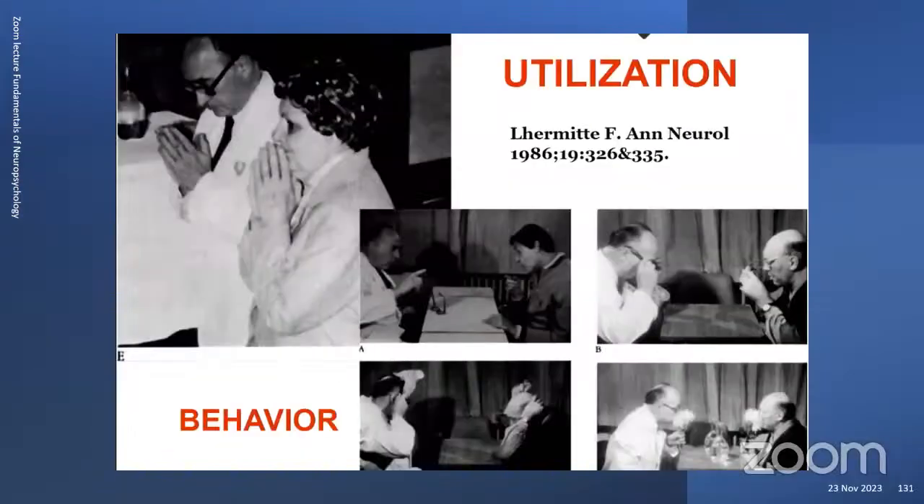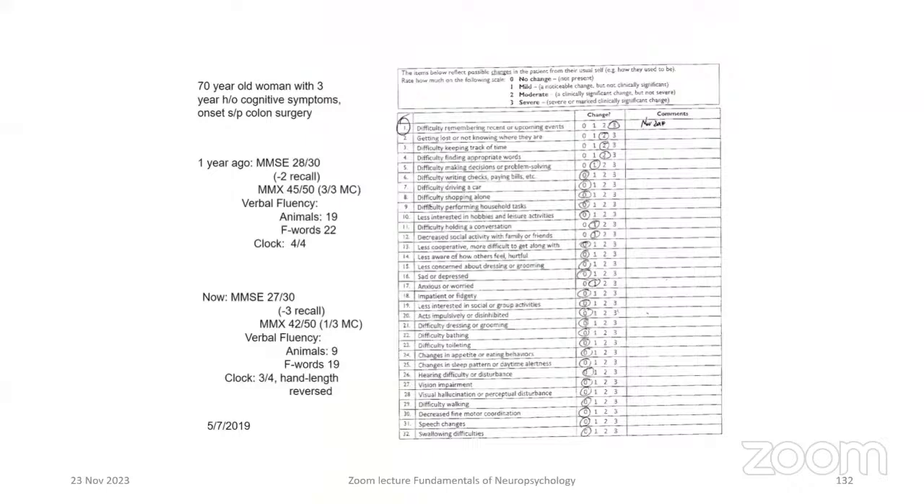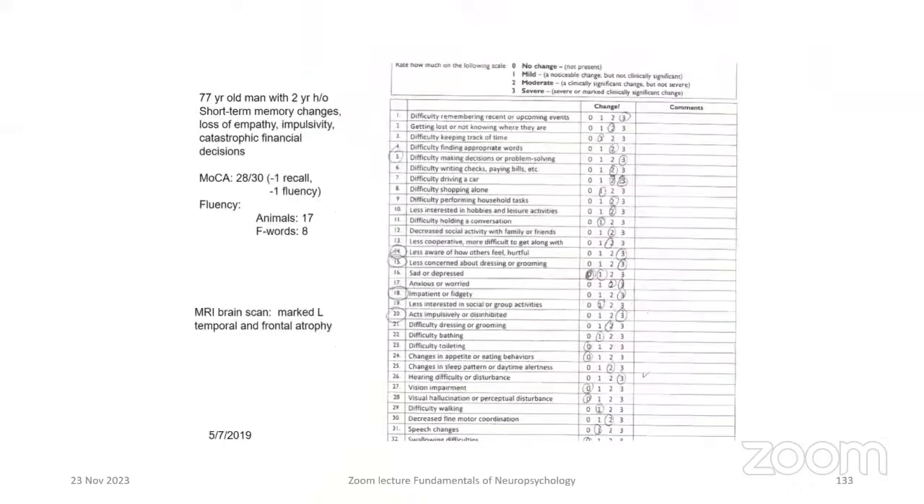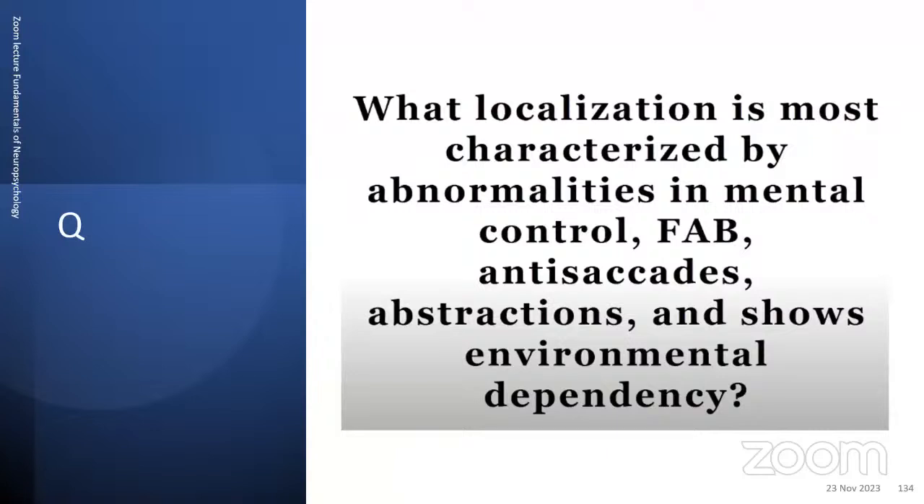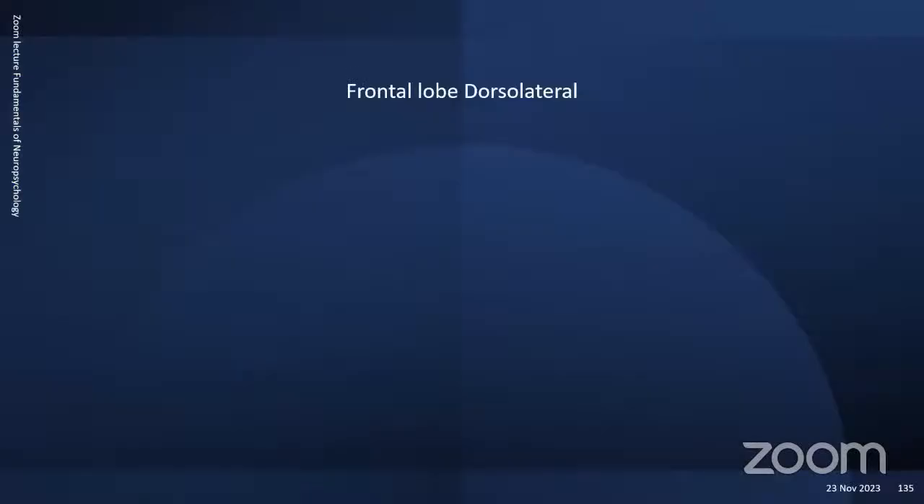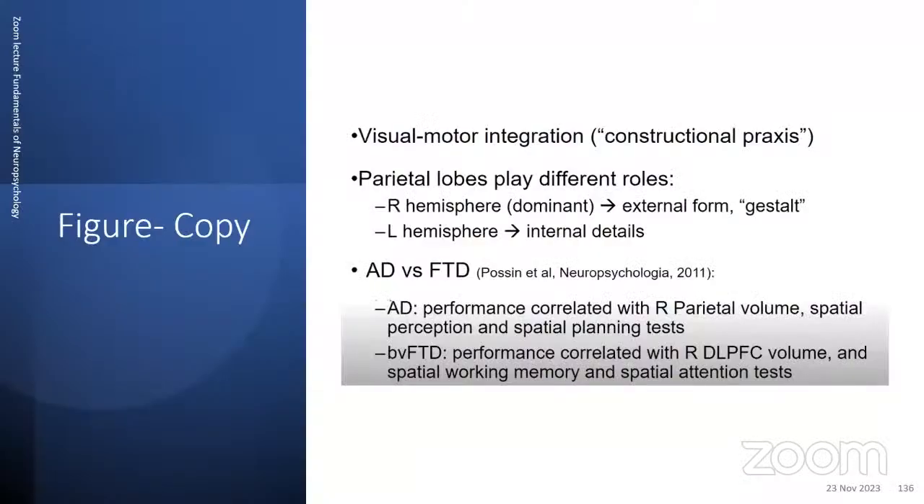Utilization behavior is another frontal syndrome. If a person sees a carpet, he starts using it. If somebody else is doing something, the other person also does the same thing. You can see what he is doing, what he is imitating. So this is how you document your reports, which we can copy. What localization is most characterized by abnormalities in mental control, abstraction, and environmental dependency on the frontal battery? These are all frontotemporal dementia, frontal lobe disorders.